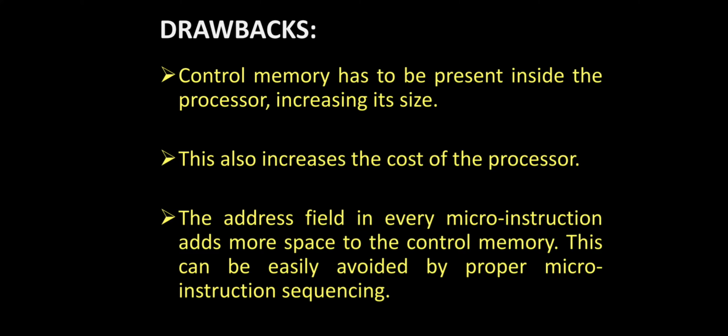The address field in every microinstruction adds more space to the control memory. This can be avoided by proper microinstruction sequencing, but sometimes it is not possible to do proper microinstruction sequencing, and hence it is also a drawback that the address field in every microinstruction adds more space to the control memory.